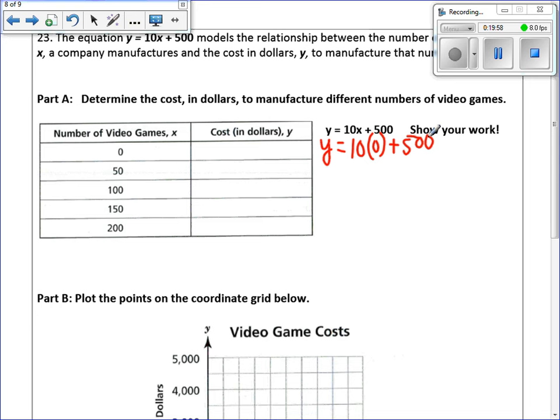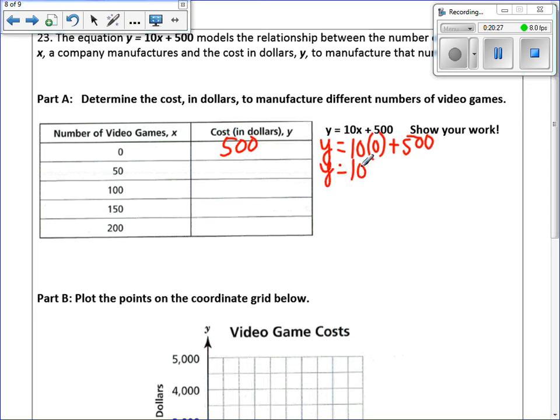Positive, negative, 0, I don't care. Anytime you substitute a number into an equation or a formula, use parentheses. Because if you're going to put this in your calculator, this is what should go in your calculator: 10 parentheses 0 plus 500, and your calculator will take it from there. So 10 times 0 is 0, plus 500 is 500.